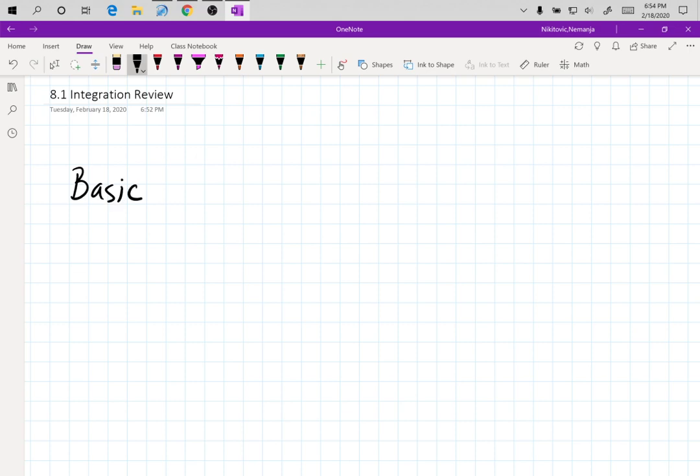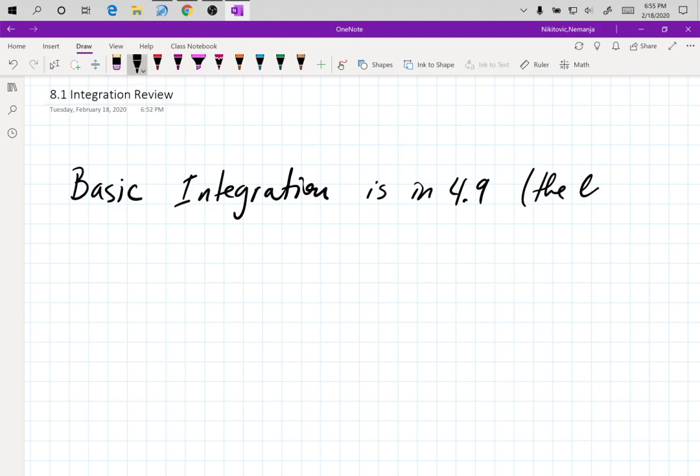So, basic integration is in 4.9, meaning the list, right? The list. And 8.1, page 520, also has the same list.